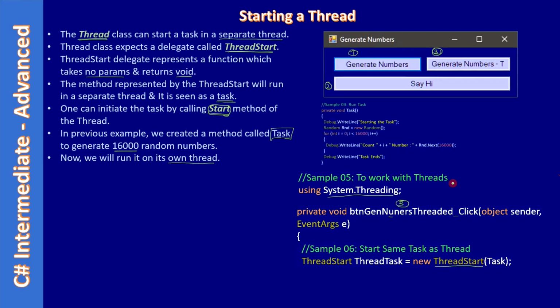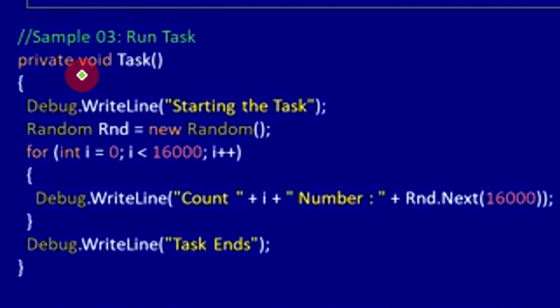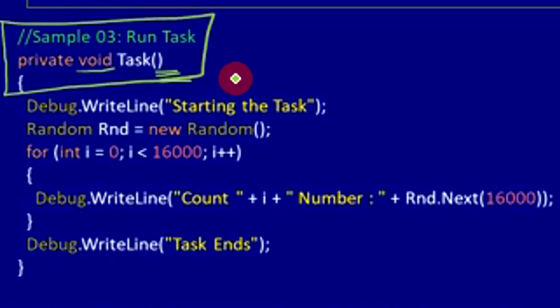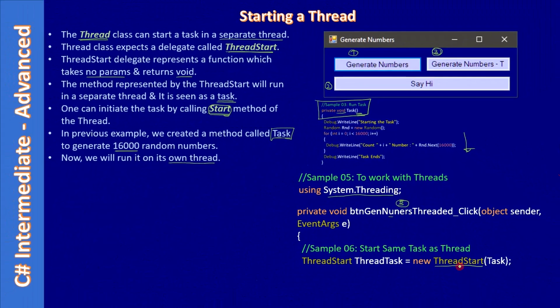And if you want to see, this is our task, right? It returns void and there is no parameter to it, and it generates 16,000 random numbers. And this task is a candidate for ThreadStart. So we created a ThreadStart delegate and we are naming this as threadTask. Task function, we created a delegate.